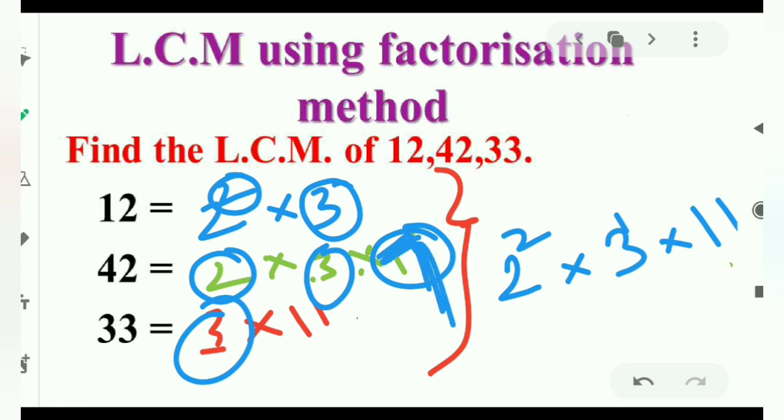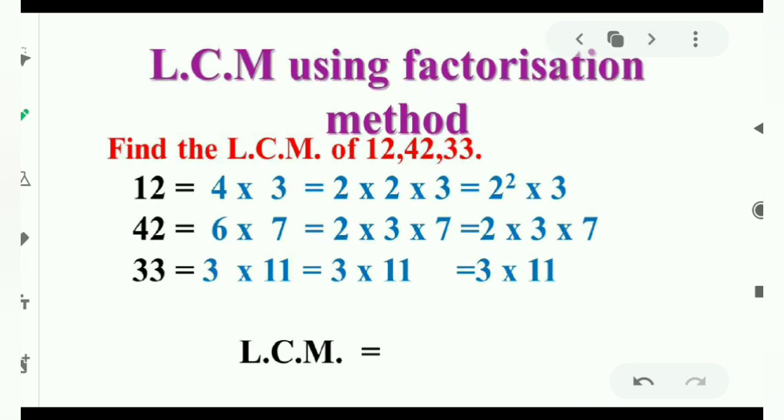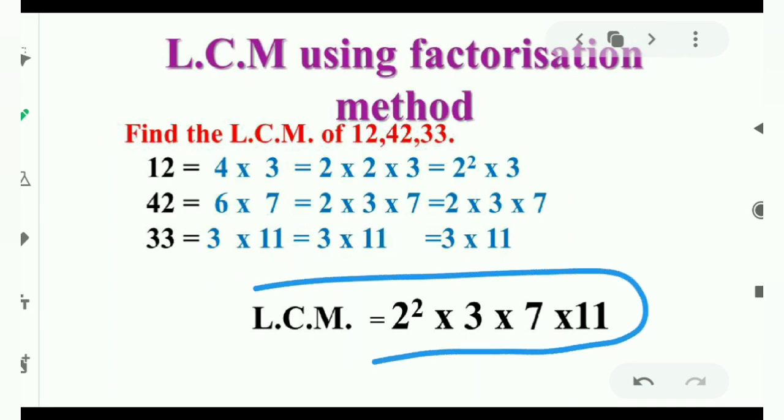What is the highest power of 7? We have to write 7 also, I'm sorry. So the highest power of 7 is 1, and the highest power of 11 is 1. LCM is nothing but 2 square into 3 into 7 into 11. We have successfully found the LCM using the factorization method.